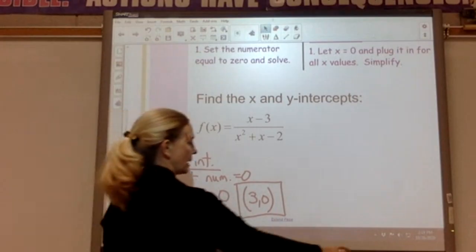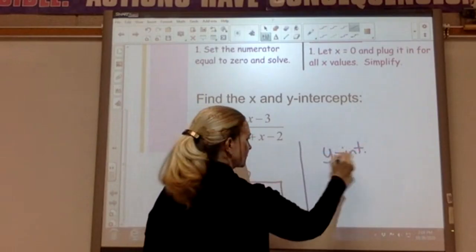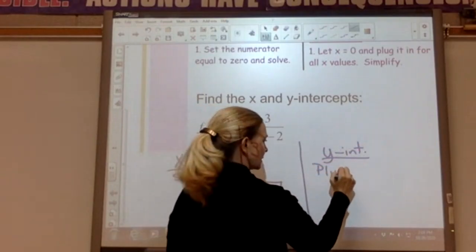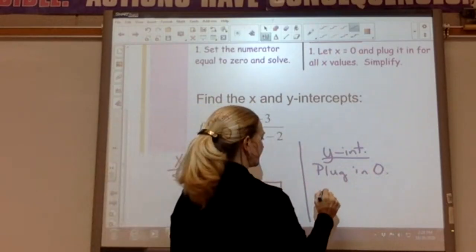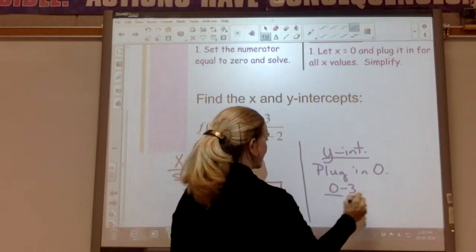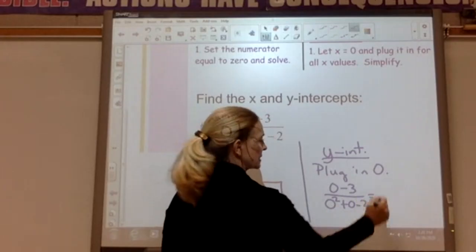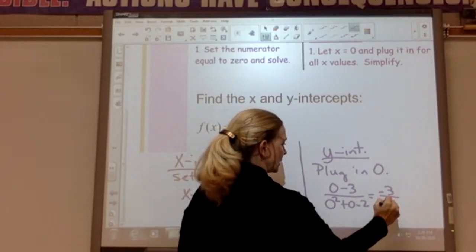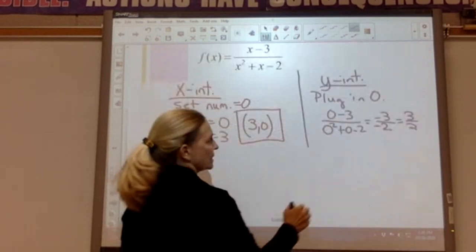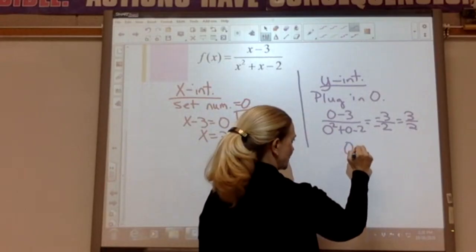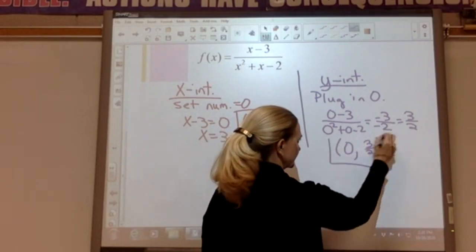Right? Now I'm going to find the y-intercept. Here, I plug in 0. So this is going to give me 0 minus 3 over 0 squared plus 0 minus 2. This equals negative 3 over negative 2, which is just 3 halves. So the y-intercept is (0, 3/2), or 1.5. Okay?